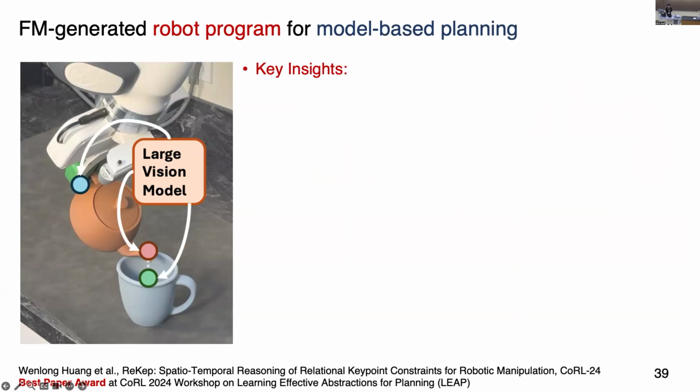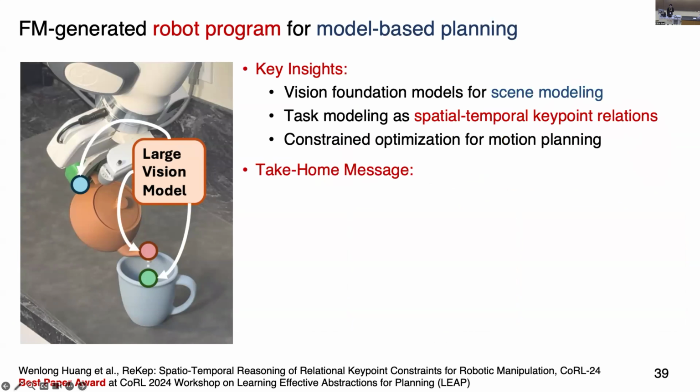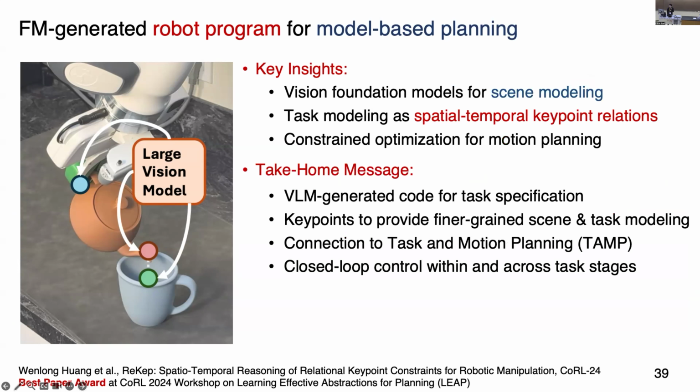Just to summarize a little bit, the key insights of this work are to use a vision foundation model for scene modeling, and the task is modeled using spatial temporal key point relations. We use constraint optimization for motion planning. And one interesting take-home message is that the VLM generated code is very versatile in specifying a wide range of tasks and for the robot to do the execution. And these key points provide very fine-grained modeling both for the scene and task. It has found some very nice connections with the whole field of task and motion planning. We allow closed-loop control both within and across different task stages.